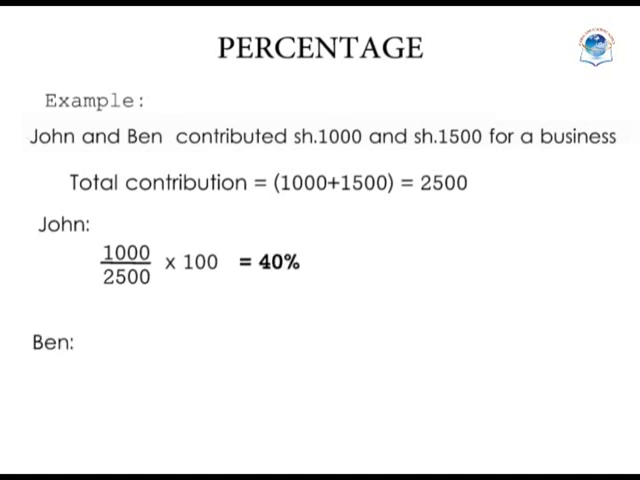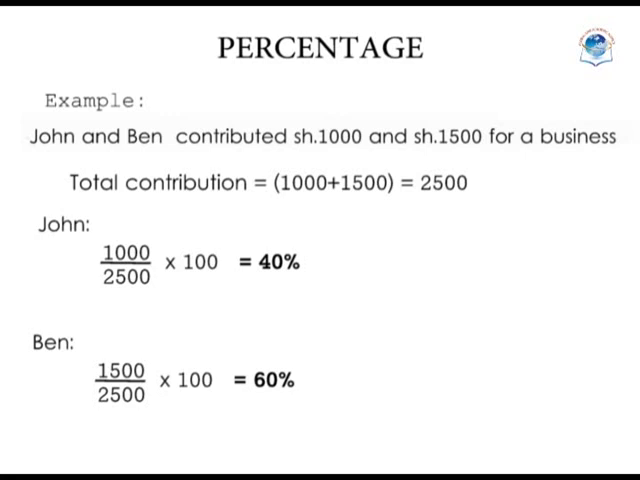Ben's contribution fraction will be 1,500 over 2,500. To express it as a percentage, we multiply by 100, and it should give us 60%. We can also express a change in quantity as a percentage of the initial amount, and in such cases, the original amount is always equal to 100%.